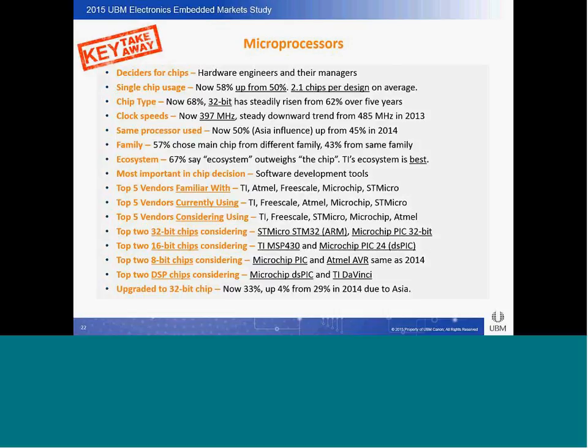So if you look at the takeaways from all the microprocessor slides that I just covered, the important aspects are the top five vendors: TI, Atmel, Freescale, Microchip, STMicro. The top vendors considered for use are TI, Freescale, STMicro, Microchip, and Atmel. In other words, the same companies show up in all three: familiar with, currently using, and considering to use.